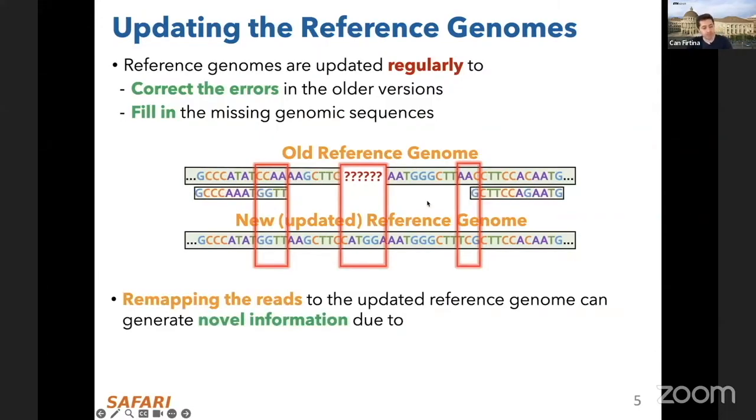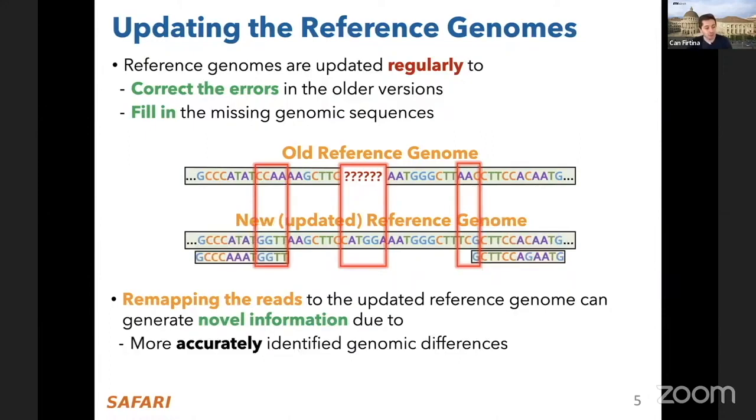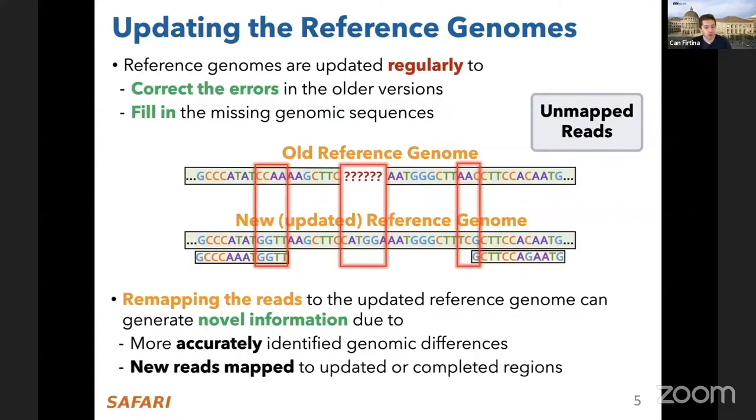So remapping the reads to the updated reference genome can generate novel information because we can now more accurately identify the genomic differences in case there was some inaccuracy in the old reference genome, right? And we can now also map the previously unmapped reads to the new reference genome, in case we're filling in the missing genomic sequences, or correcting the potential errors that were present in the old reference genome but are no longer present in the new reference genome.